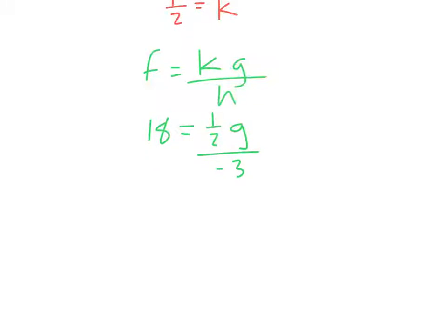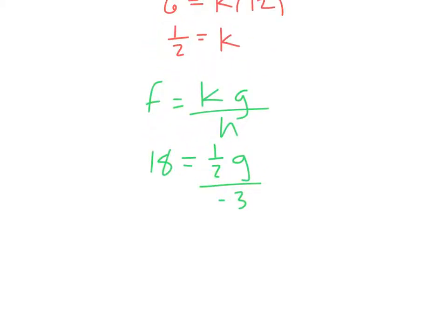Okay. So now we solve. That means that I'm going to have -54 is equal to 1/2 G, which means that G is equal to -108. Now, before I move on, does anyone have issues with how we solved any of these? We good?